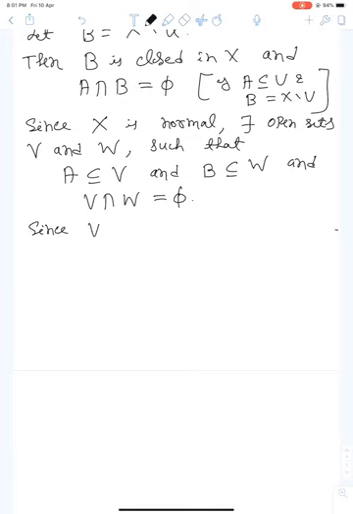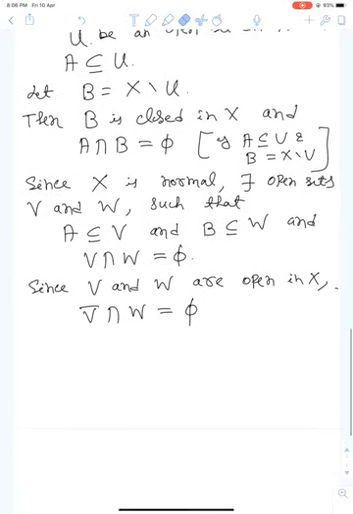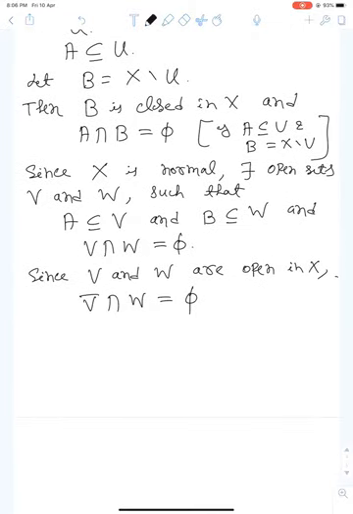Now since V and W are open in X, therefore V closure intersection W is also empty. Do you remember the proof of this one? This is the simple one, right? Because V intersection W is empty. That means V is a subset of W complement. Now W is open, so W complement is closed. So V is a subset of a closed set, that is W complement.